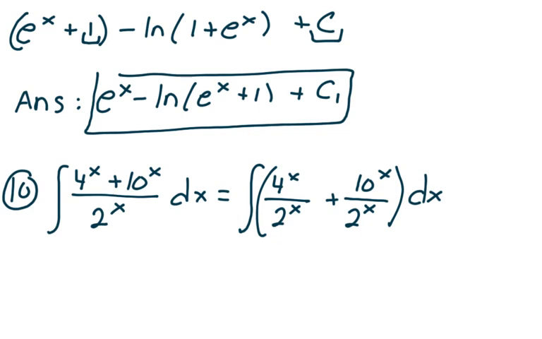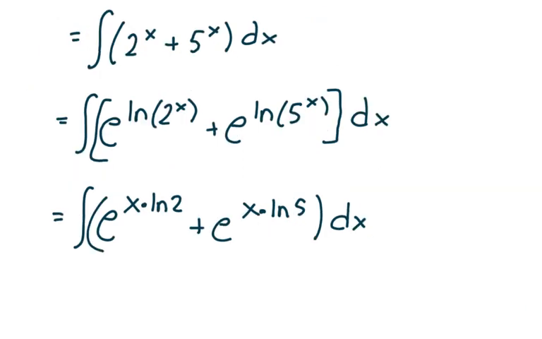And then on number 10, last problem for this video. Suppose we have the integral of 4 to the x plus 10 to the x over 2 to the x. So this is the integral of 4 to the x over 2 to the x plus 10 to the x over 2 to the x. And then on the next page, this is the integral of 2 to the x plus 5 to the x dx. So it turns out we could write it this way.